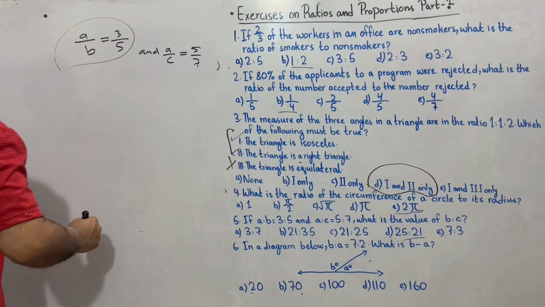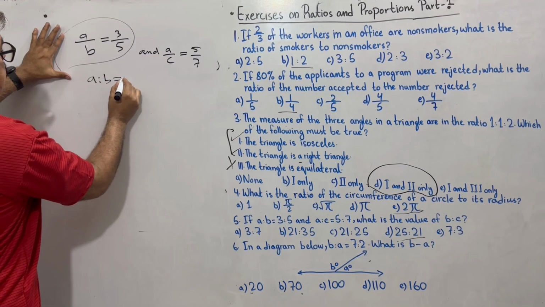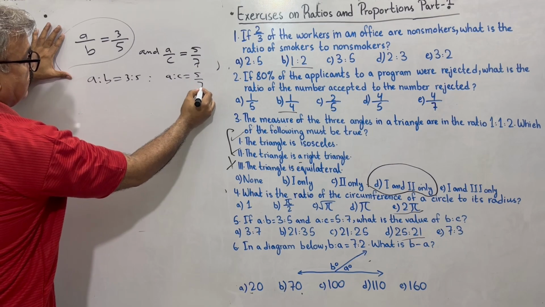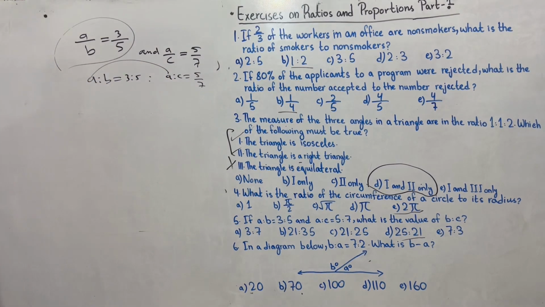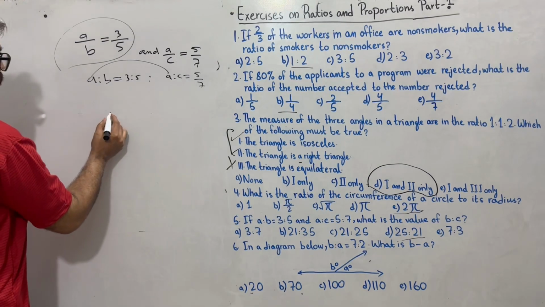Now I have A ratio B is equal to 3 ratio 5, and A ratio C, I have 5 ratio 7. Look at this: A is the connecting link. So A takes the central position.